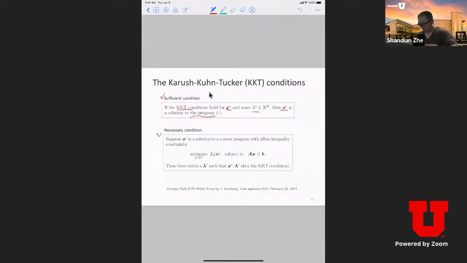If your constrained convex optimization problem has constraints of a linear form, also referred to as affine form, then KKT conditions are also necessary conditions for the optimal solution of your convex problem. Meaning that if you find a solution for this particular problem, say x star, then there must exist some lambda star, which serve as Lagrange multipliers, which obey the KKT conditions.